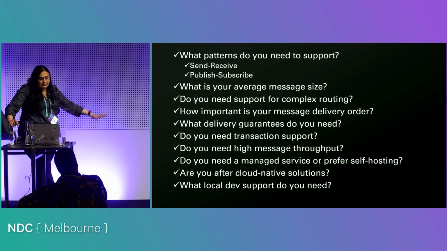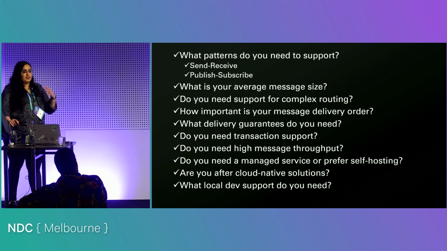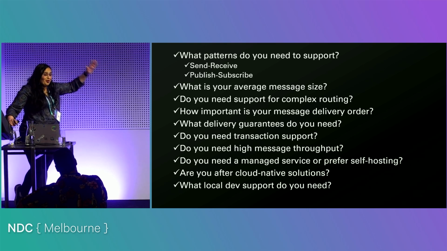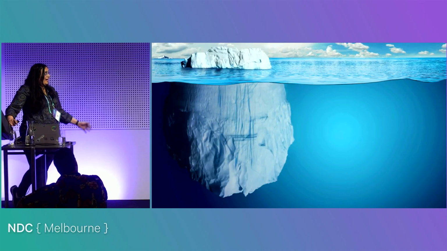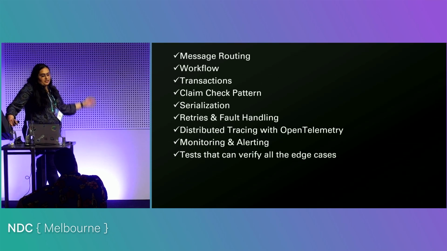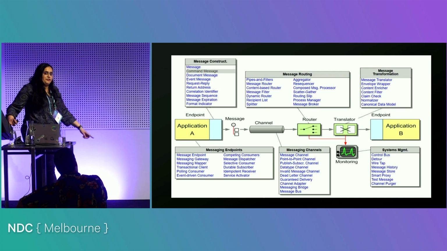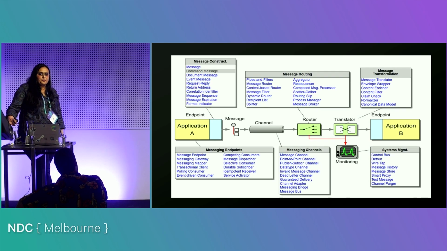You need to think about a lot of other things, like what patterns you need support for. What is the average message size? Do you need complex routing? Your message delivery order? What are the operations teams like? What development support do you want? All of these matter. And quickly, you'll figure out that this is all about being at the tip of the iceberg, and there's more to it than meets the eye. That is where all these integration patterns come in: message routing, workflow, transactions, claim check pattern, serialization, retries, to the tests that can verify all the edge cases that I spoke to you about. All in all, you would be looking at implementing all these 34 patterns, which I have taken out of the Enterprise Integration Patterns book by Gregor Hohpe.